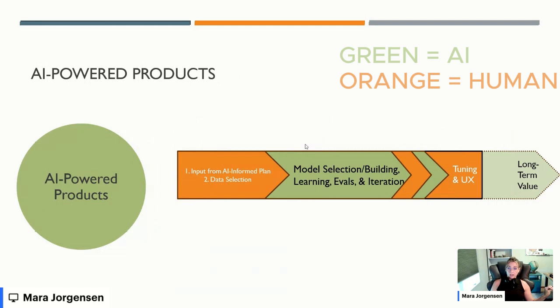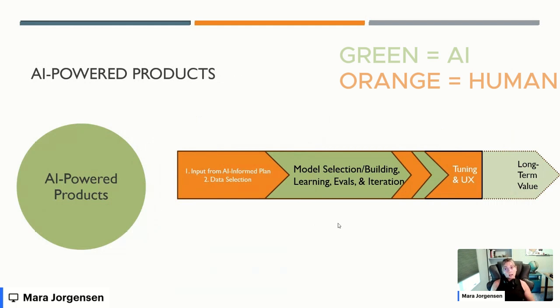So AI-powered products actually bring in information from your plan, just like engineering did, but you have to help it select a model, select why you need the model, why you want to build the model. You're going to help that model learn. You're going to be doing evaluations. You're going to be iterating. A lot of tuning is going to be done here.